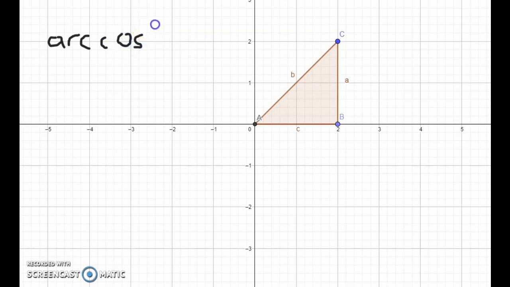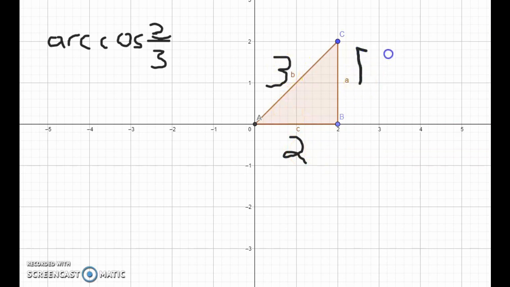Arc cosine of 2/3. Well, cosine is adjacent over hypotenuse. So our adjacent side to our angle is 2, and our hypotenuse is 3. So we sort of need to find out what this is. Well, we can do Pythagorean theorem. We have the hypotenuse, and we have a side.